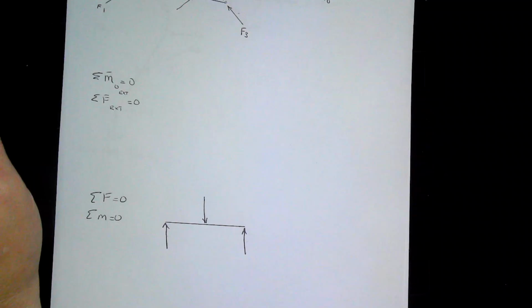So let's just start. If we sum the forces in the y direction, we have 600 newtons down and the normal force going up. It's very clear that N is 600 newtons.